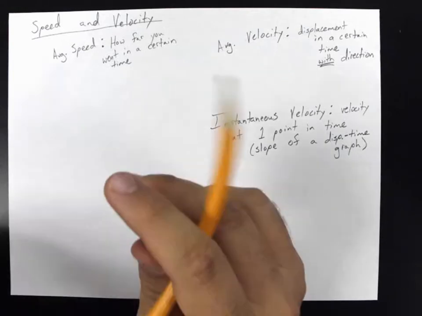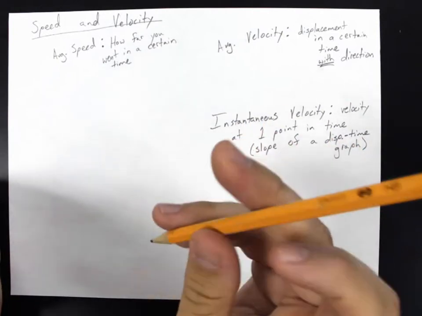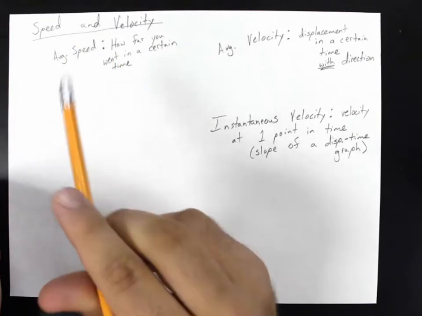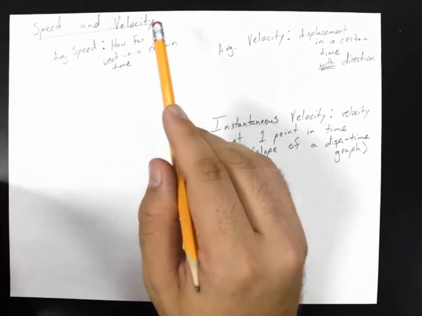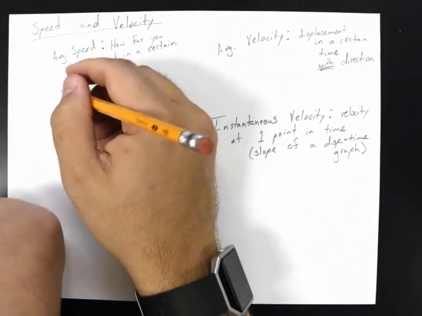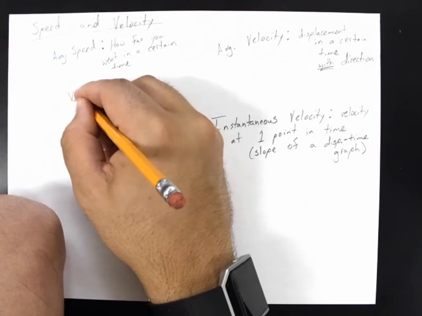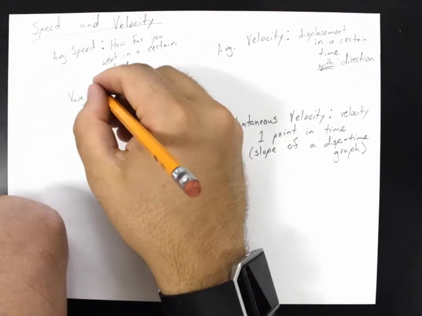All right. So now that we've talked about displacement and distance, we're going to move on to speed and velocity. First things first, average speed. This is how far you go or went in a certain amount of time. Very simple. We usually write it like this: V-avg. V stands for velocity also. We'll see that in just a moment.